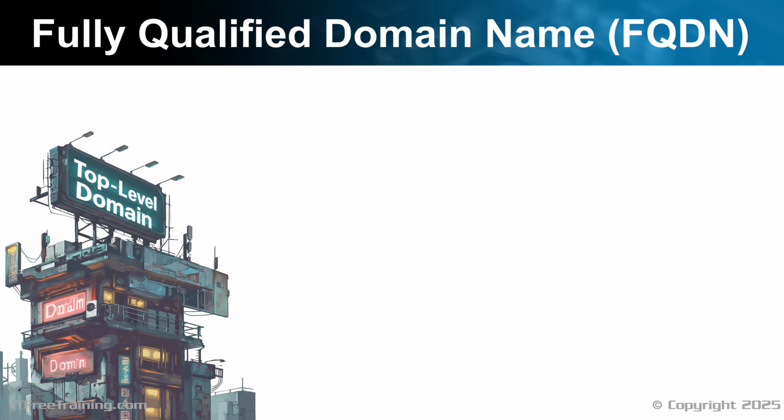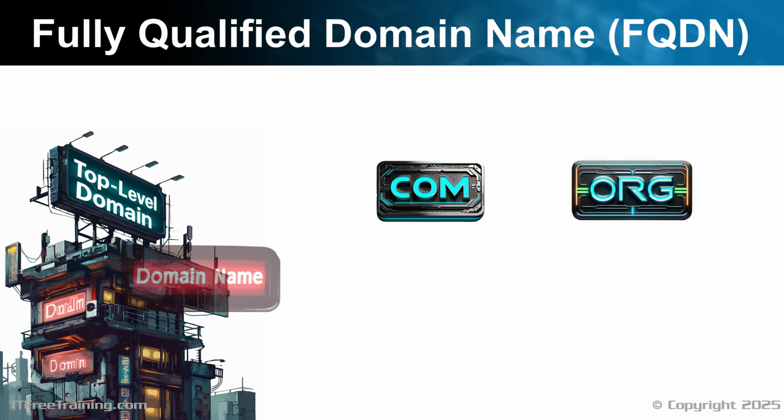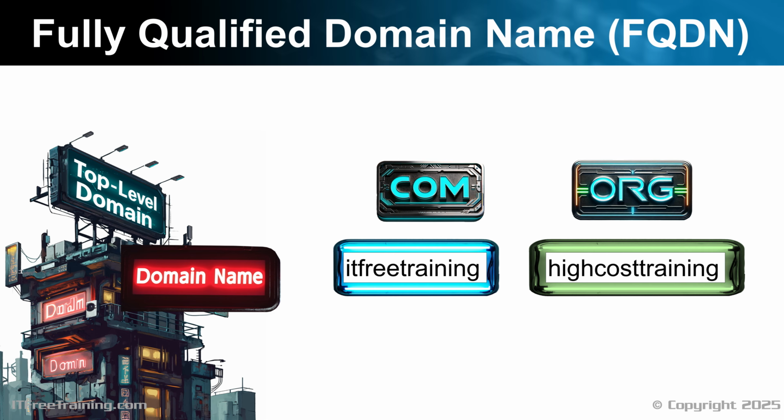It works like this. At the very top is the top-level domain. This is the rightmost part of the domain name, for example, com or org. The next level is the domain name. These can be registered by someone, so effectively it is theirs for a period of time. For example, registering the domain names IT Free Training and High Cost Training.